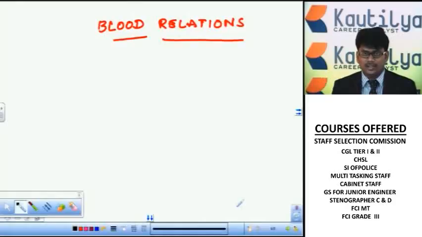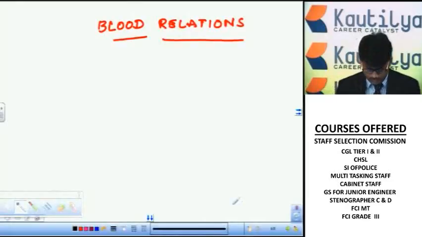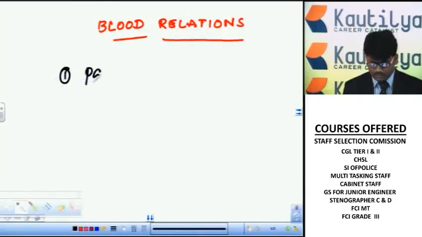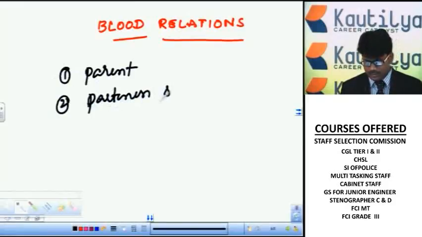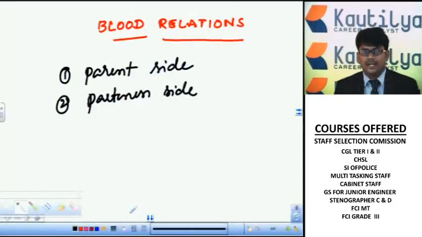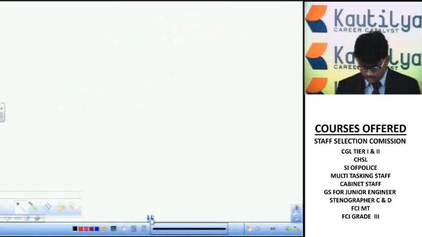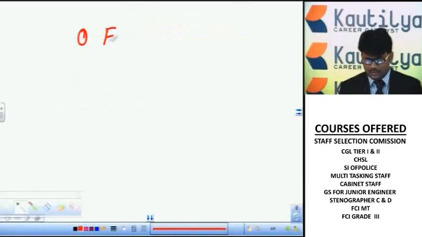Today's topic is blood relations. Blood relations are of two kinds: first, from the parent side, and second, from the partner side. The parent side relations are again classified into father side relations and mother side relations.